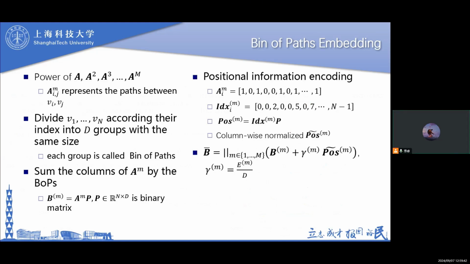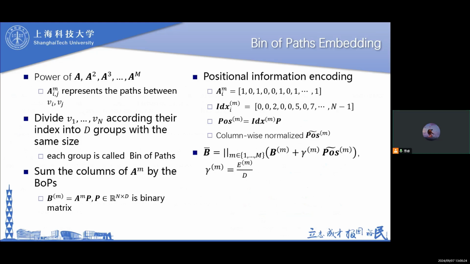For the first observation, we propose a novel and efficient embedding method, called path embedding. We first compute the power of A, and the elements in A^M represent the number of paths with certain length M between any pair of nodes. Nodes V1 to Vn are divided into D groups with the same size according to their index. For example, V1 to Vn/D are in the first bin, and so on.